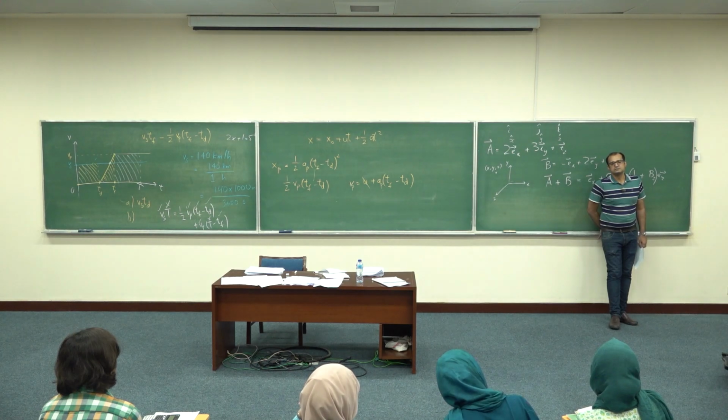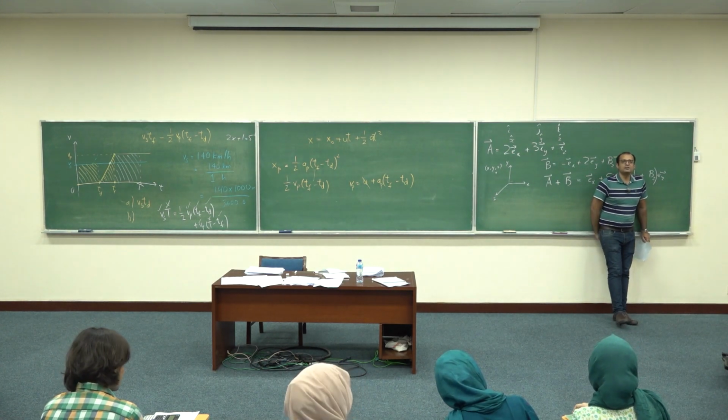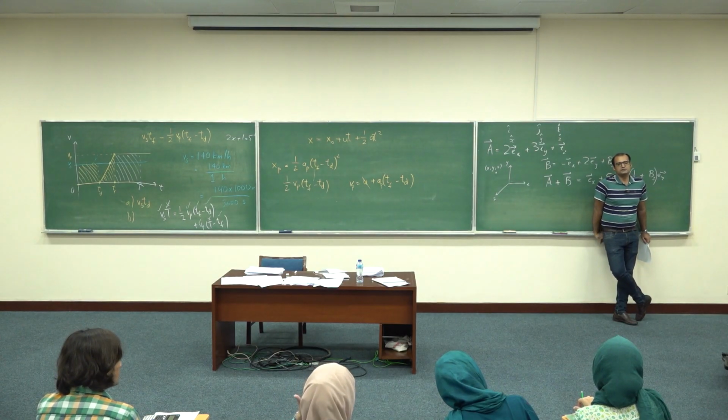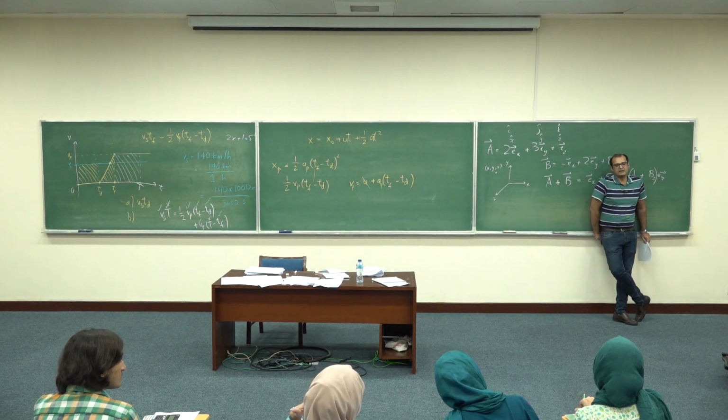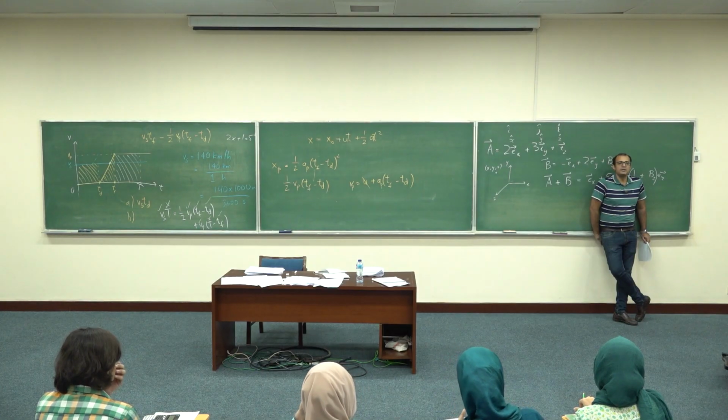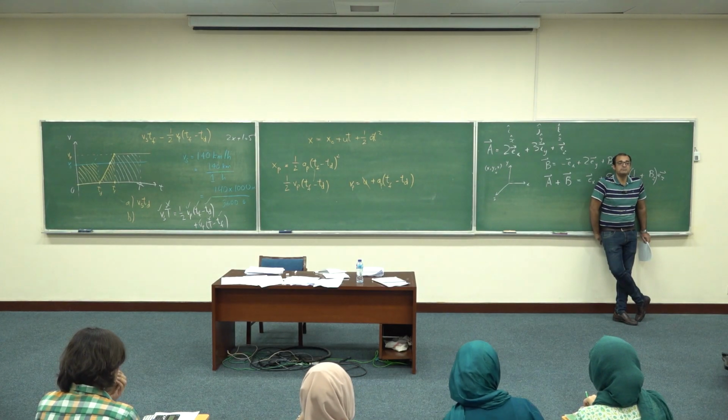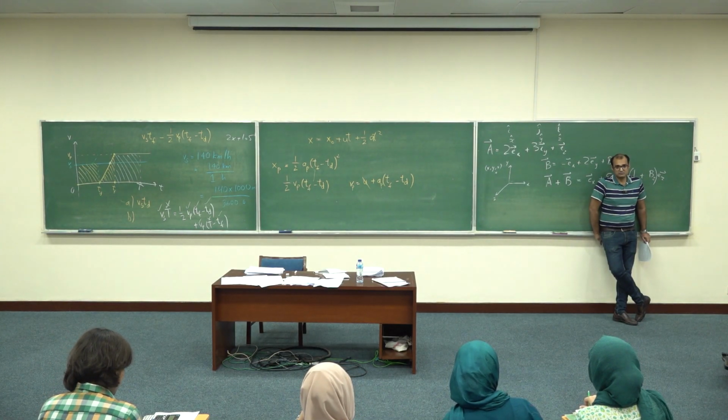Sir, what about not putting hats on i, j and k? Without the hat, very commonly you may be confusing it with some algebraic symbol, not a vector. And very soon you might end up multiplying j with k.